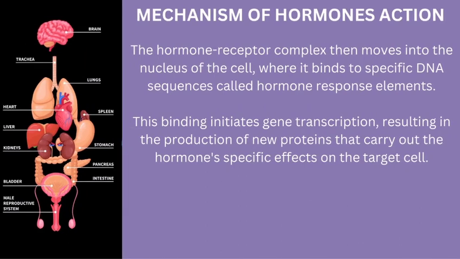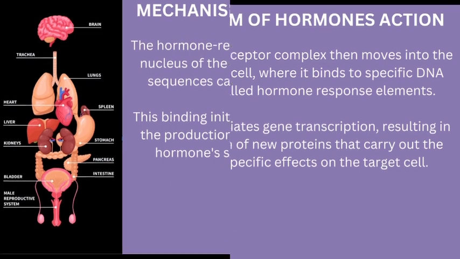The hormone receptor complex then moves into the nucleus of the cell, where it binds to specific DNA sequences called hormone response elements. This binding initiates gene transcription, resulting in the production of new proteins that carry out the hormone-specific effects on the target cell.